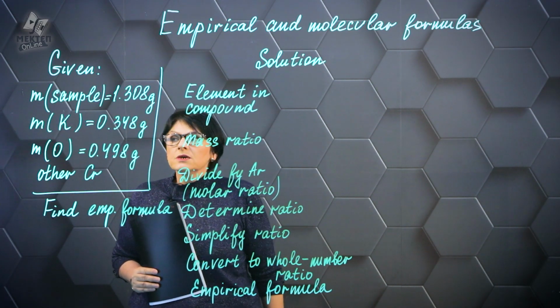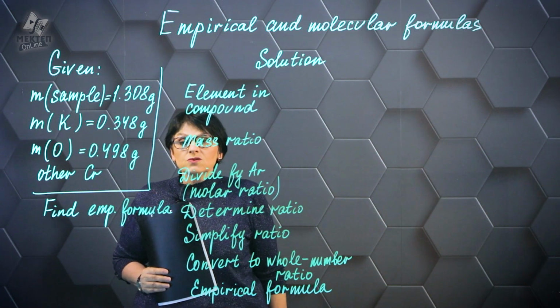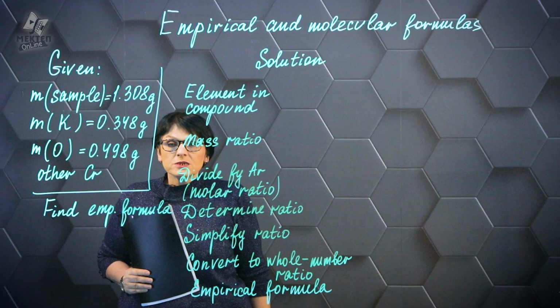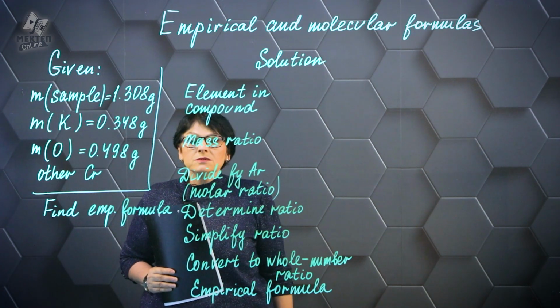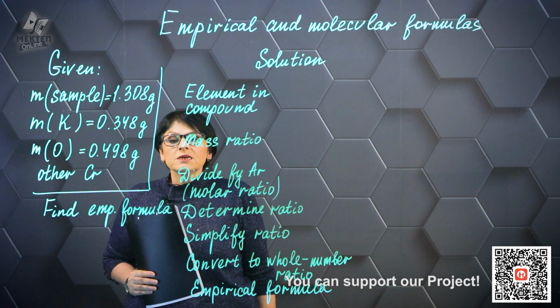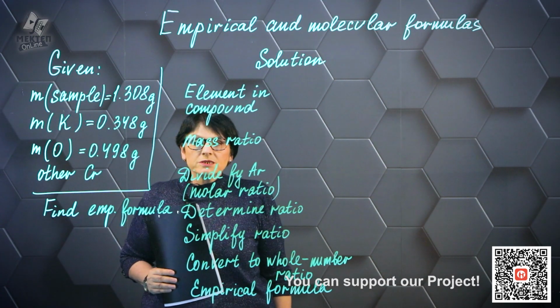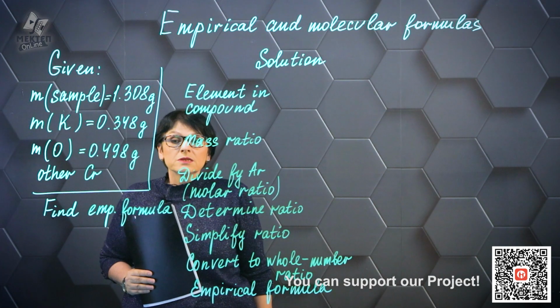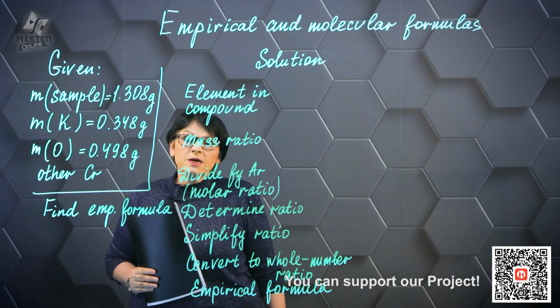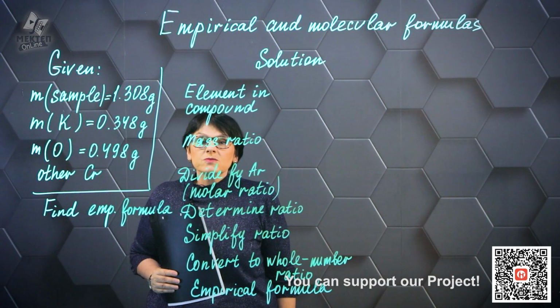It contains potassium, which weighs 0.348 grams, contains oxygen weighing 0.498 grams. It is known that the remaining part of this sample consists of the element chromium. We need to determine what our empirical formula for this substance will be. So, look at how we will solve this.